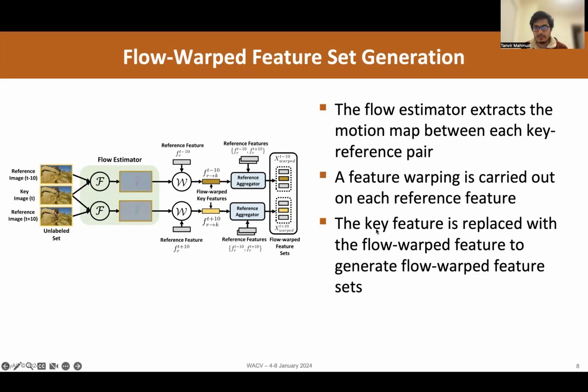And then what we do is replace the key feature. So we replace the key feature that is in the middle with the flow warped feature set of the reference feature, so that we can have the flow warped feature sets. So now we have two sets of features. One is the key feature set, another one is the flow warped feature sets. And we will use these two feature sets to estimate the robust pseudo label.